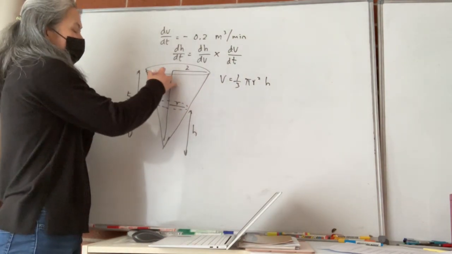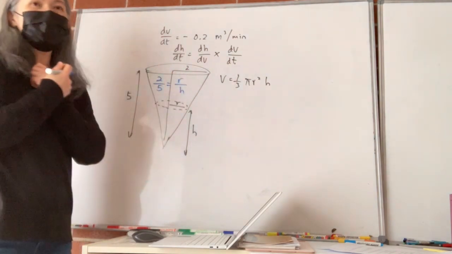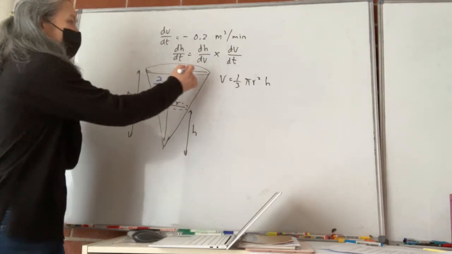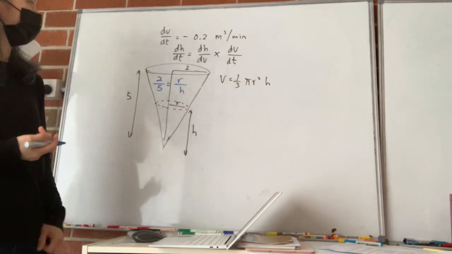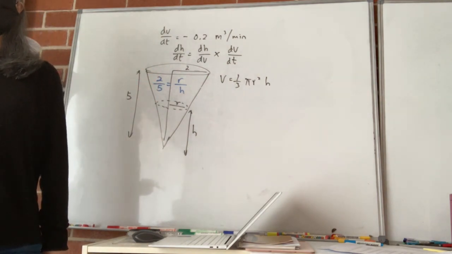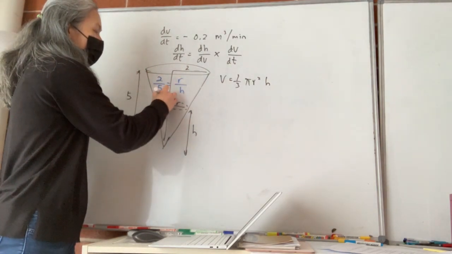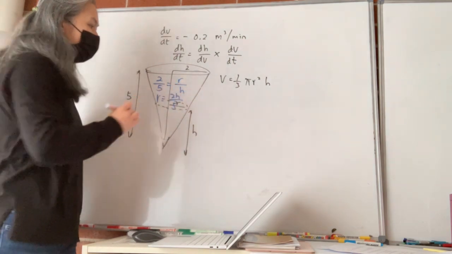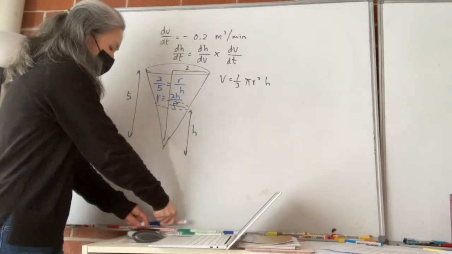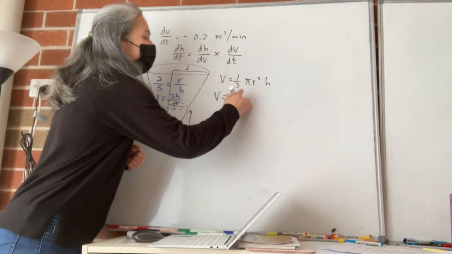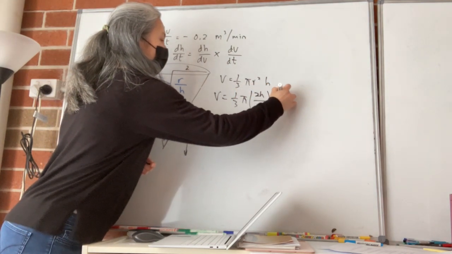So, big triangle, if I write it as a ratio, 2 on 5 equals radius on height. Yeah, the big one, 2 on 5 equals r on h. It depends on how you write it. You are not proving, you are just using it. And then you can make r the subject. So r is equal to 2h on 5. Now you can put the r into there, and it's going to give you a nice equation with only h. r equals 2h on 5, squared, times h.